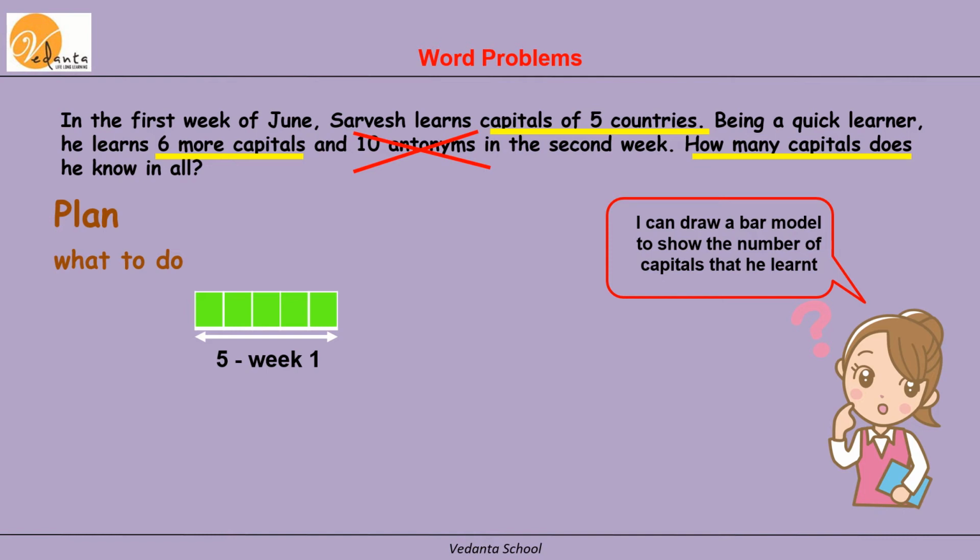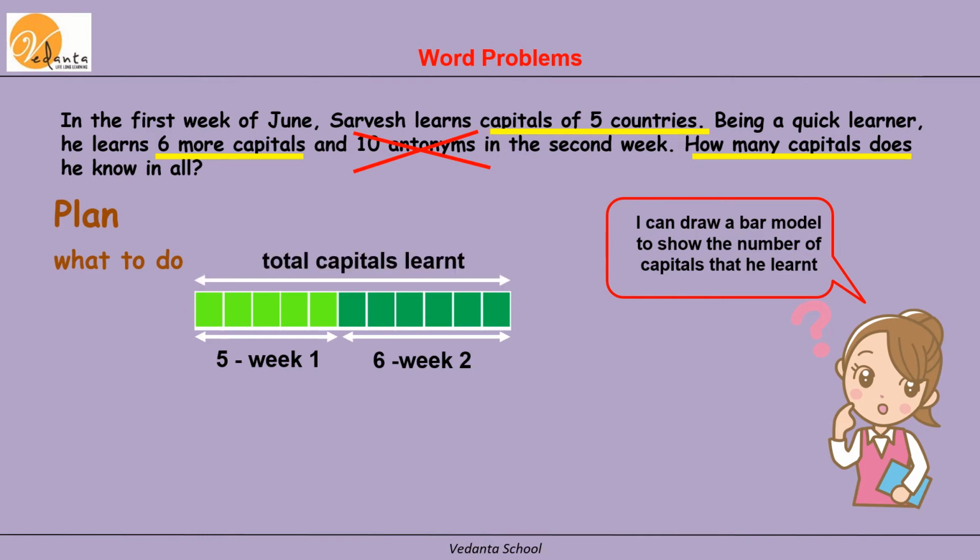Next, we'll draw for week 2. How many? 6. So, we'll draw 6. 1, 2, 3, 4, 5, 6. These are the 6 capitals of week 2. Now, what you'll have to find? You'll have to find the total capitals learned. Okay. So, each and every single bar I just showed for you as an example, but when you draw it, you should always draw the entire bar model.